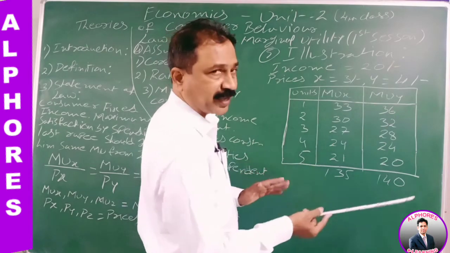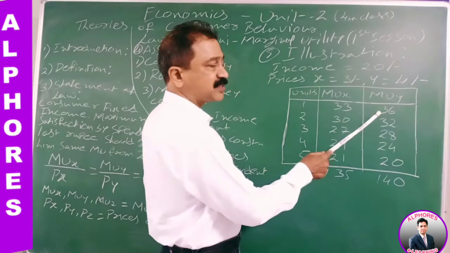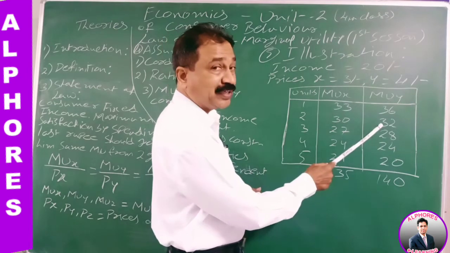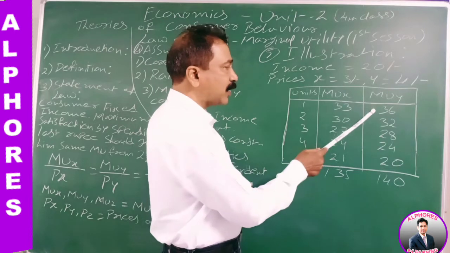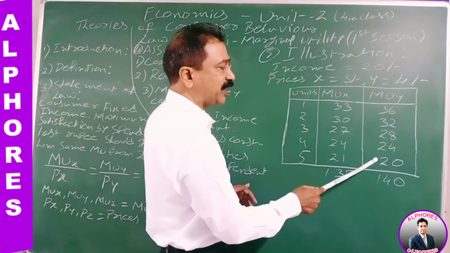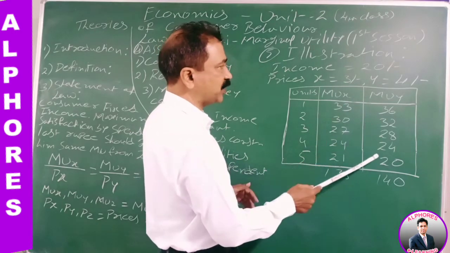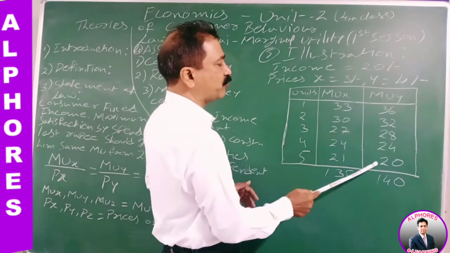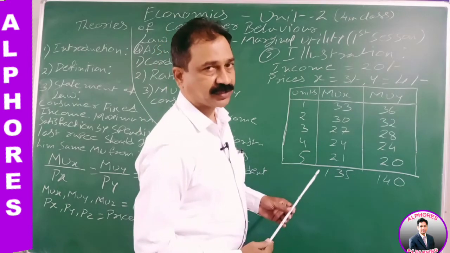Now let us go to the next one, the marginal utility of Y commodity. The first commodity gives 36 utils of satisfaction. Second one 32 utils, third 28 utils. As the quantity increased, the marginal utility of Y also decreased, by 4 each time. If he spends all of his amount here, what is the price of Y? 4 rupees. 5 fours are 20 rupees, and he will get 140 utils of satisfaction.